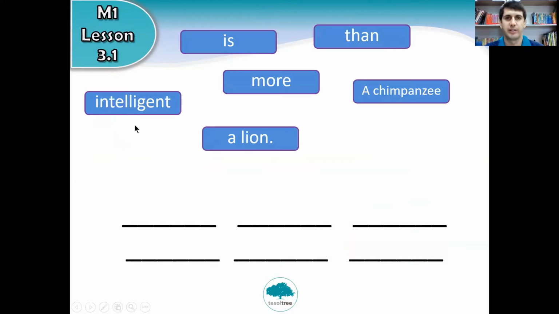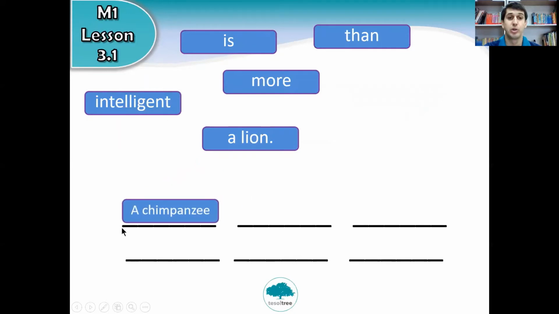Next one. What do you think is the first word? Have a little look. I'll give you some time to think. Look at the words, read the words. Can you see the big letter, capital letter? It is, of course, the first word. This is actually 2 words. The first box, a chimpanzee. A chimpanzee. And the second word.